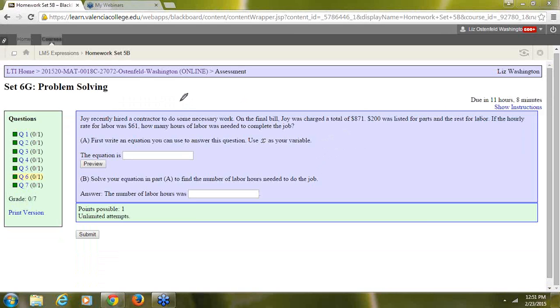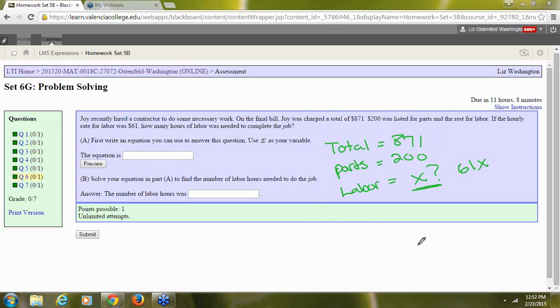It says, Joy recently hired a contractor to do some work. On the final bill, Joy was charged a total of $871. Parts were listed for $200, and the rest was for labor. They didn't tell us what that was. That's why you see me labeling it as a variable. If the hourly rate was $61 an hour, how many hours of labor was needed to complete the job? First, write the equation we can use to answer the question.